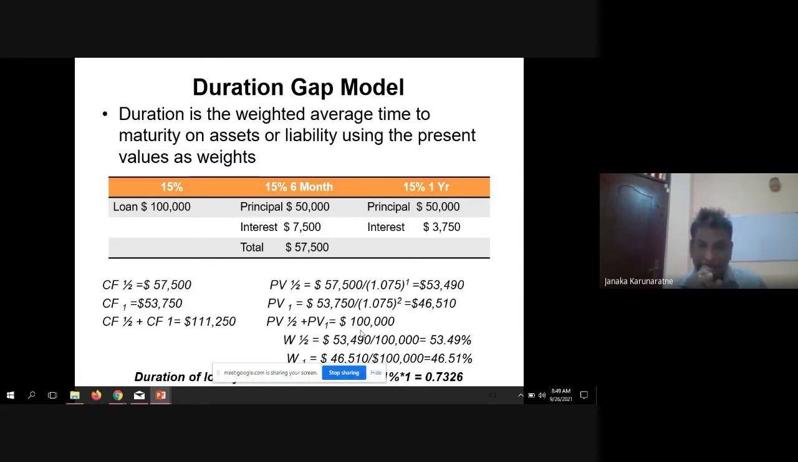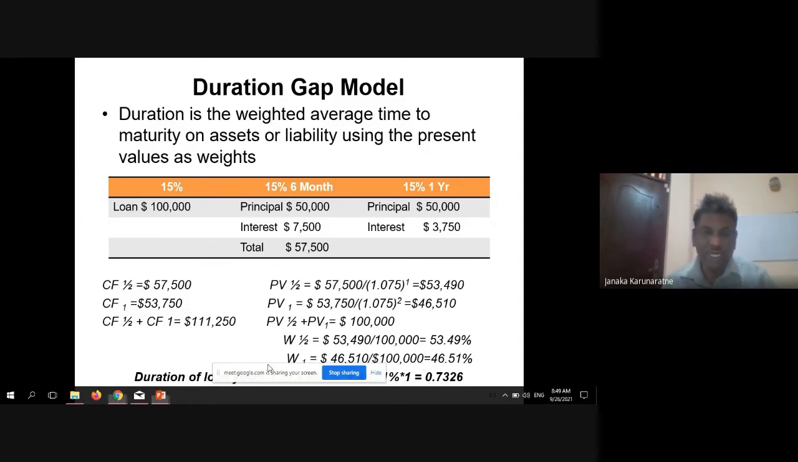So if I divide the fraction of this 100,000 in terms of 53,490 and 46,510, you get your first half of your installment in present value terms in half a year's time, which is 53.49%, because you get 53,490 in present value terms after 6 months, and the balance 46,510 in present value terms you get after 1 year, which is 46.51%, right?